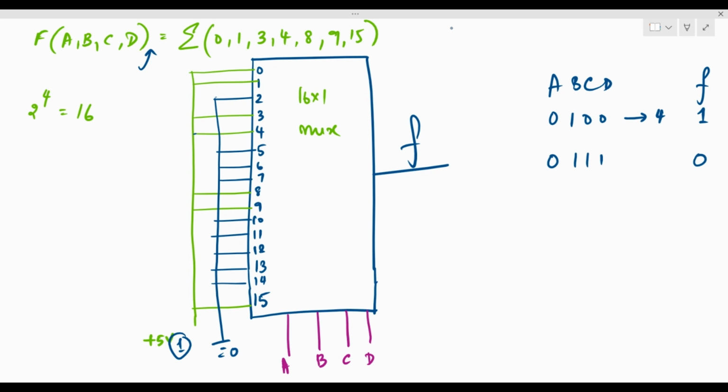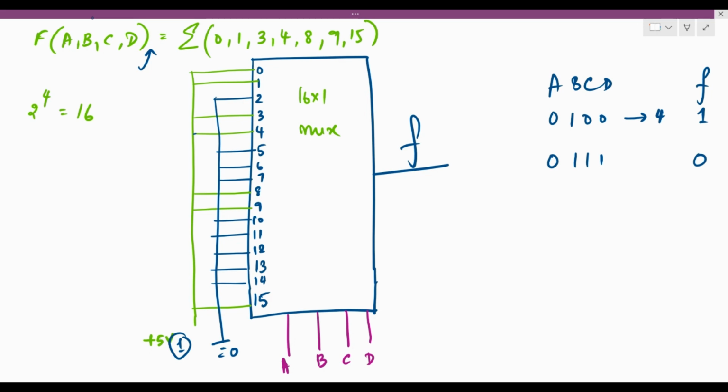So if we are going to use all the four external inputs as select lines, then 2 to the power number of select lines is going to be the number of inputs of that multiplexer. So we need to have that large number of inputs available for a multiplexer to be able to implement it directly for this particular problem.